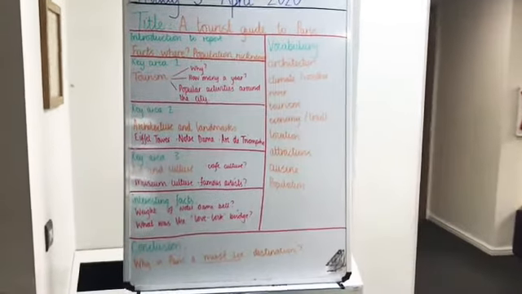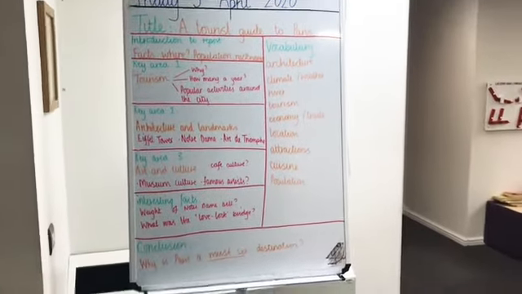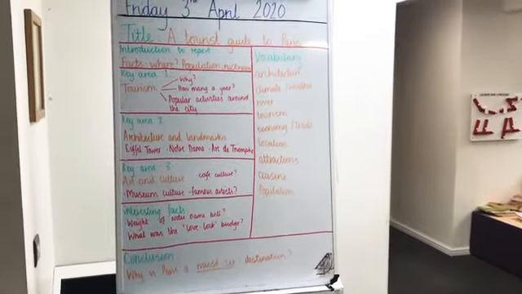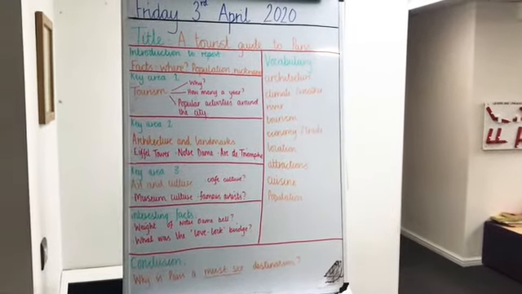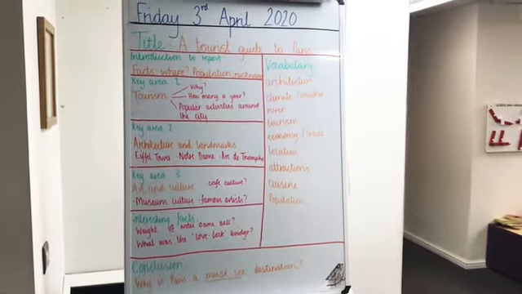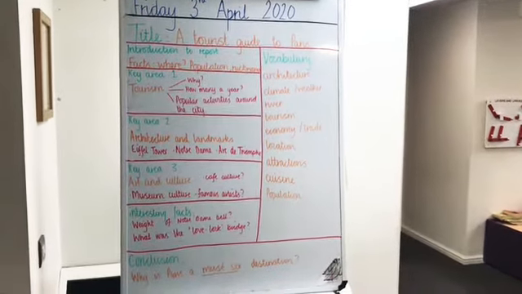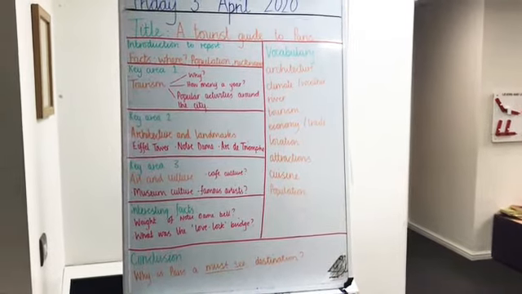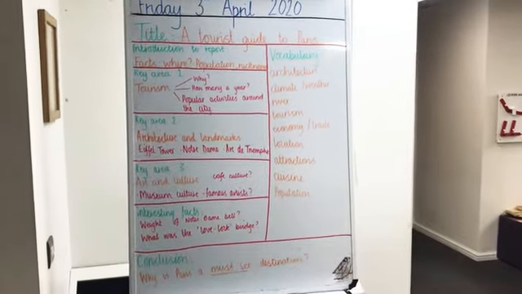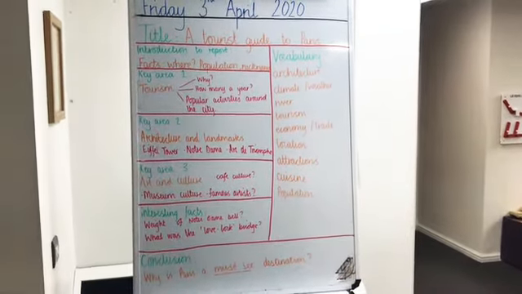So to start off with, let's look at the layout. You can see that I have partitioned my board into various boxes. I would like you please to copy this into your book. So you're going to have a title at the top. You are welcome to use A Tourist Guide to Paris, or if you would like to use your own title, that is absolutely fine. Now beneath the title I have left a box for your introduction.